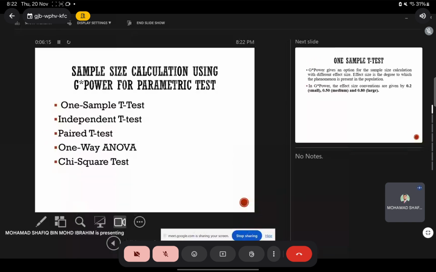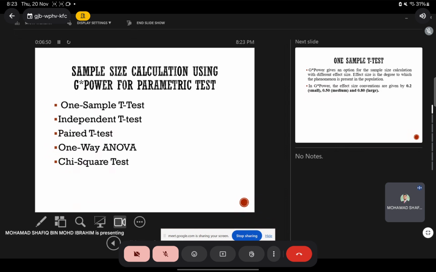And the chi-square test is for 2 categorical variables. So let's say you want to see any association, for example, between dental caries status and gender. So my first variable here is dental caries status, for example, caries present or caries absent. Now the second variable is gender, male and female.